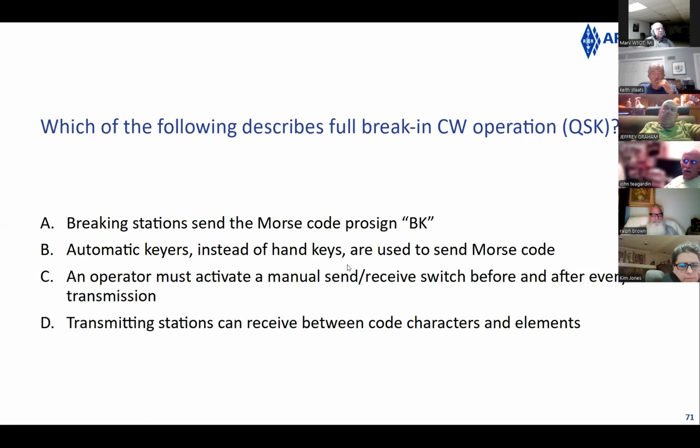Which of the following describes full break-in CW operation, QSK? A, braking stations send Morse code prosign BK. B, automatic keyers instead of hand keys are used to send Morse code. C, an operator must activate a manual send/receive switch before and after every transmission. D, transmitting stations can receive between code characters and elements. D, Delta. Yeah.